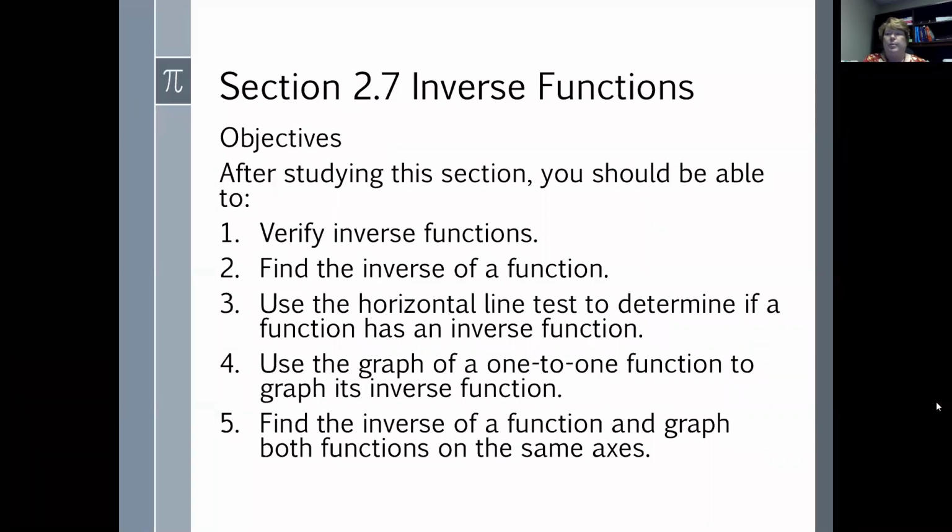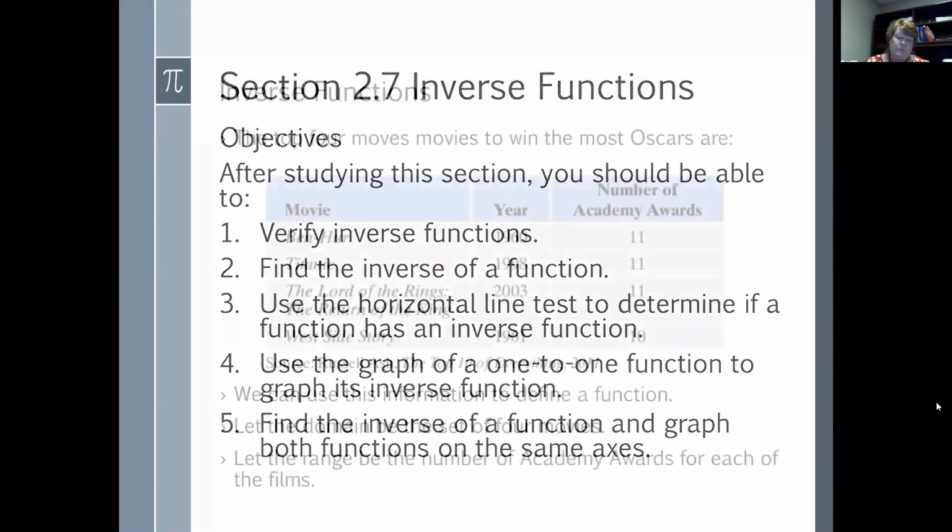In section 2.7, we're going to look at inverse functions. After studying this section, you should be able to verify inverse functions, find the inverse of a function, use the horizontal line test to determine if a function has an inverse, that's a function, use the graph of a one-to-one function to graph its inverse function, find the inverse of a function, and graph both functions on the same axes.